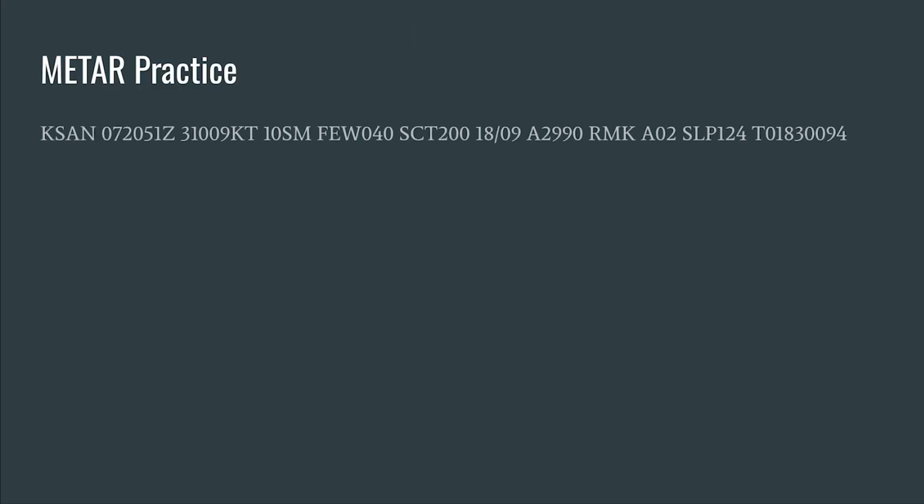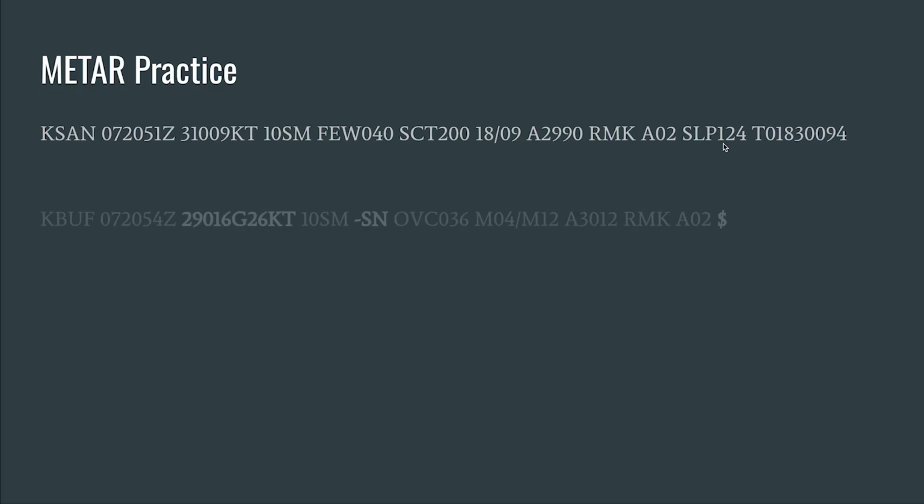Next, we're going to practice a few other METAR decodes so you have a little better understanding of what different things mean. Also highlight a few other important things that you need to know when you're going over METARs. In this first example, this one was taken from San Diego. We know this because the three-letter code for San Diego International Airport is SAN. This was taken on the 7th day of the month at 20:51 Zulu. Wind speeds were still coming out of 310 at 9 knots. Visibility was 10 statute miles with a few ceiling at 4,000 feet and a scattered ceiling at 20,000. Temperature of 18 degrees Celsius and a dew point of 9 degrees Celsius. Altimeter setting of 29.90, and some remarks.